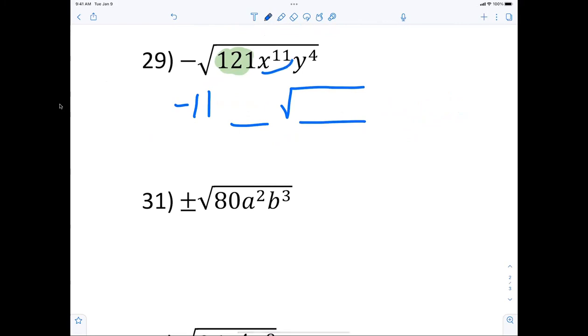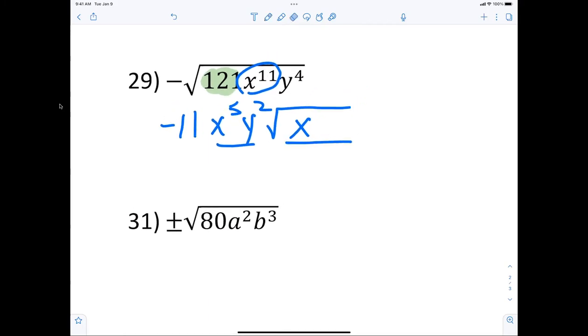Now, does x to the 11th go evenly? No, it's 10. No, but it is a 10, right? So it comes out as x to the 5th. And then what happens? Just radical x, there's an x left behind. Y squared. And then is y to the 4th okay? Yeah. So that's a y squared. That's how I want you to do it.